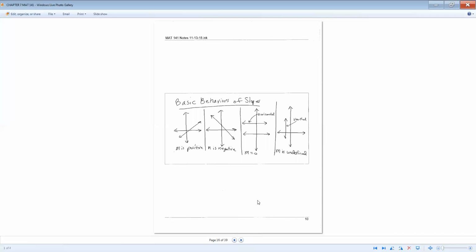Basic behaviors of your slope. If following your graph, following your line, it goes up, that means your slope is positive. Following your graph from left to right, if it goes down, that means your slope is negative. So from left to right, if it goes up, it's positive. From left to right, if it goes down, it's negative. If it's a horizontal line, your slope is 0. If it's a vertical line, your slope is undefined.